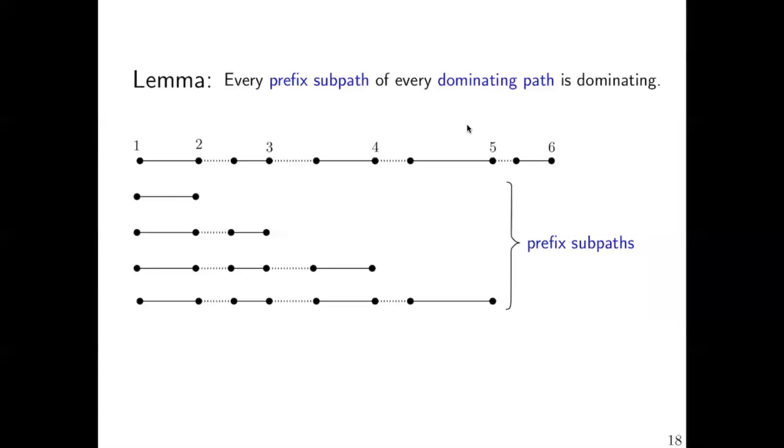Now, if we look at the key lemmas, one of the key lemmas in our work is the prefix subpath lemma. As per this lemma, if you look at any dominating path, every prefix subpath of this dominating path is also dominating, and this property holds for dominating paths as we have defined them. This lemma is not true for fastest paths as well as shortest paths.